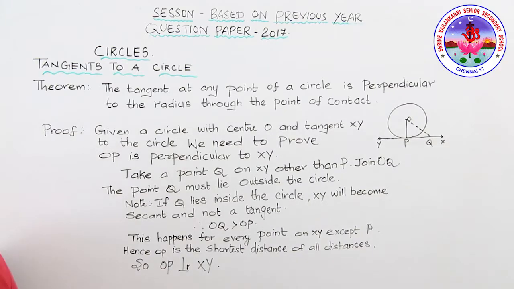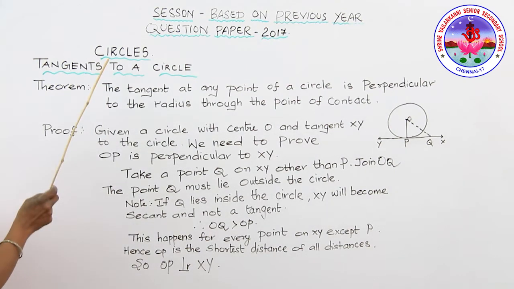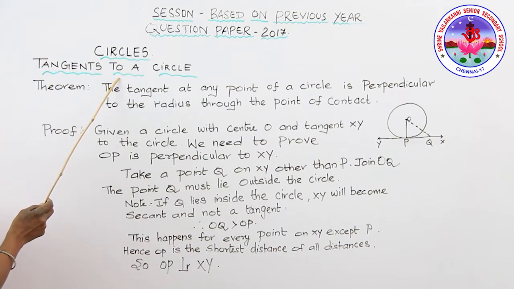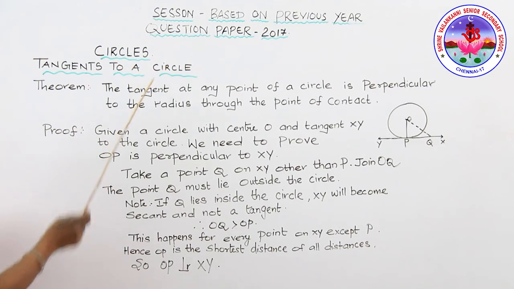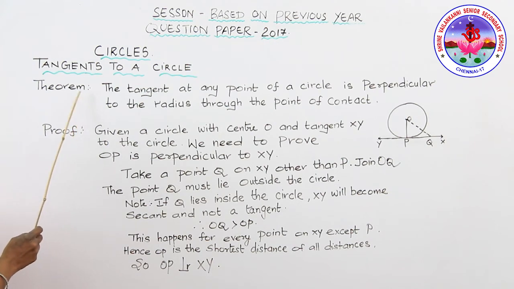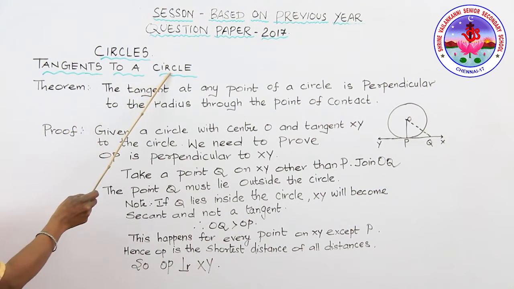Today we are going to discuss the continuation of sample paper 2017. Here we are going to discuss the chapters circles and area related to circles. First, we will see circles. Under circles, we have the topic tangents to a circle. We are going to see the theorem which is related to the tangents to a circle.